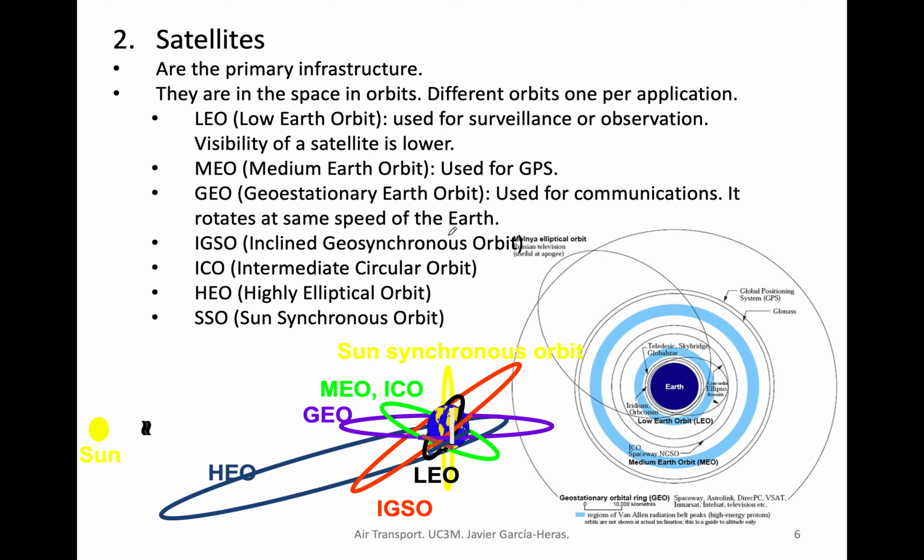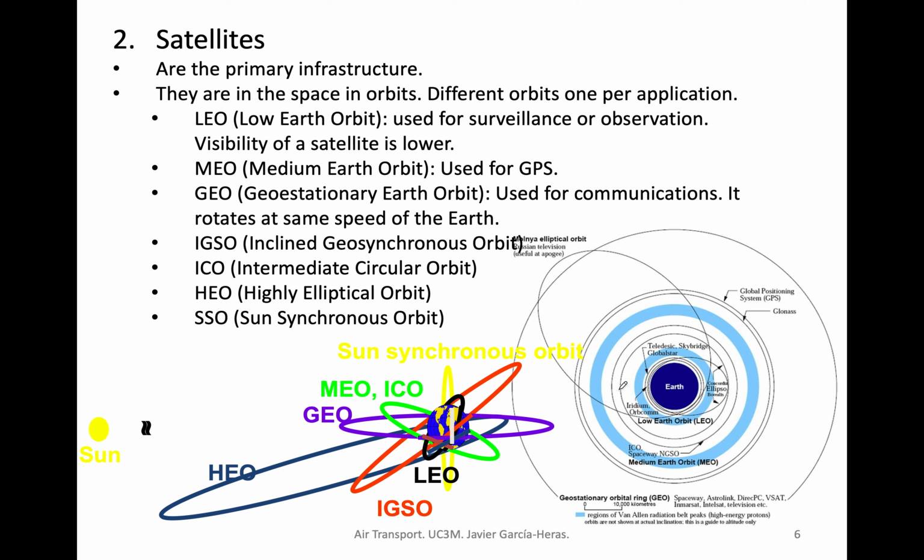Satellites are the primary infrastructure. They are the ones broadcasting the signal that we are finally receiving, decoding, and transforming into our position. They are orbiting in space, and we can identify different orbits. Here you have two different pictures. In this one, this is the 2D.